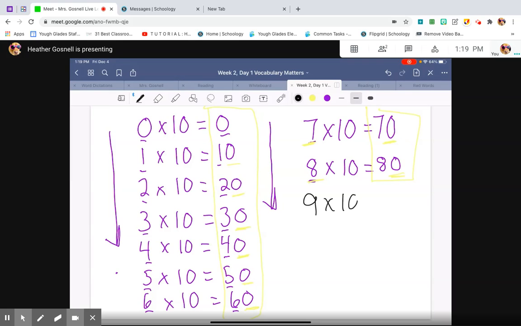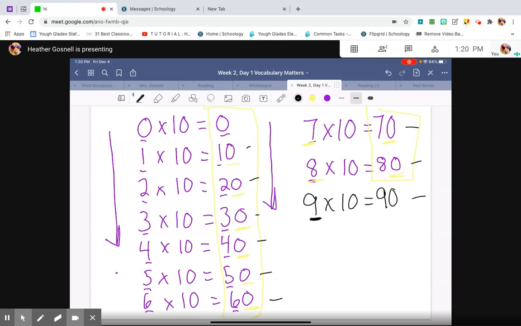9 times 10. I'm trying to multiply 10 9 times. I could put my 9 there and just add a 0, and that gives me my answer. Also, counting by tens can give you your product. 10, 20, 30, 40, 50, 60, 70, 80, 90.